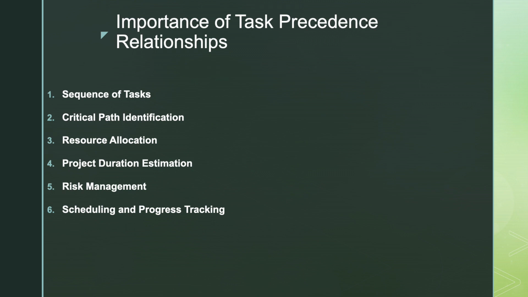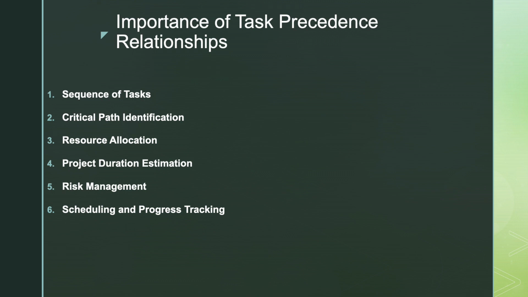That brings us to, of course, resource allocation. Task precedent relationships help in allocating resources effectively. By knowing which tasks depend on the others, project managers can schedule resources to work on tasks in correct sequence, preventing resource conflicts and optimizing resource utilization. It also helps us with project duration estimations. Task precedence relationships are used to estimate the duration of a project. By understanding the sequence of tasks and the dependencies, project managers can calculate the overall duration of a project more accurately.